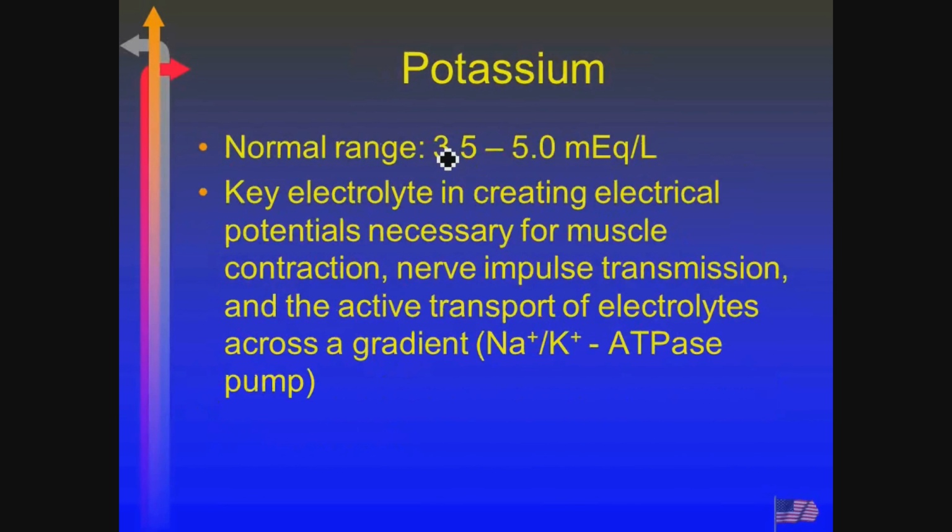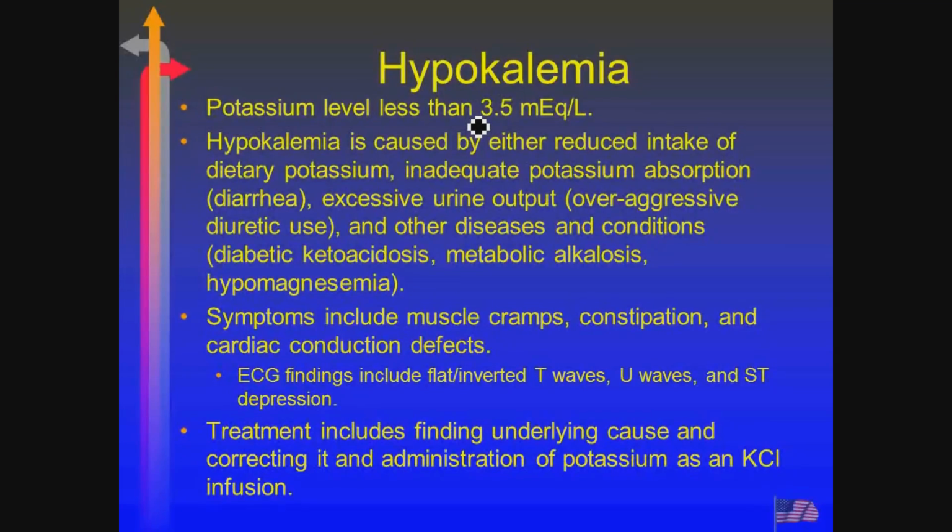Potassium, you should know the normal level is 3.5 to 5. Again, it's important for electrical muscle contraction, especially cardiac. Hypokalemia can be caused by excessive urine output. There's a lot of metabolic disturbances that can alter potassium. This is one that I think you should know, this bullet point here, that you end up having flat or inverted T waves with hypokalemia. And the solution is to give them back some potassium. That's a pretty big duh.